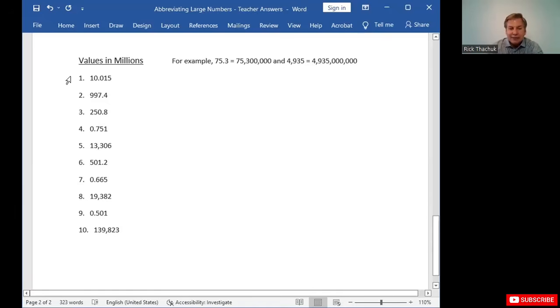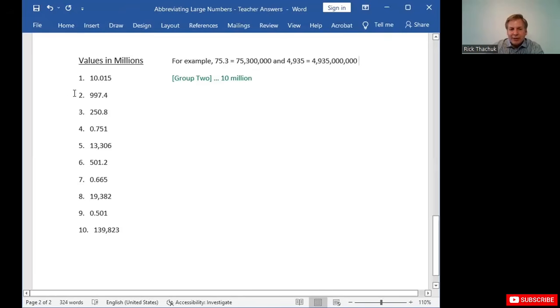Let's take a look at number 1 here, 10.015 million. Well, if I take this decimal 6 places to the right, this number becomes 10,015,000. Well, 10,015,000 is just over 10 million. 10 million is a nice round number for us. So I'll say anything from group 2 and then 10 million. Just over 10 million, approximately 10 million.